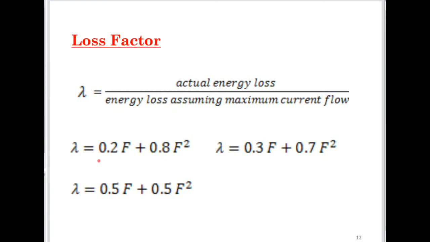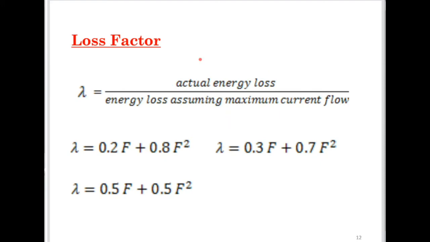So for that, they have given us some empirical relationships here for the loss factor and load factor. That capital F that you see here is the load factor. How load factor determines the loss factor. So for example, it can be 0.2 times F plus 0.8 times F squared, 0.3F plus 0.7F squared, 0.5F plus 0.5F squared. So loss factor and load factor are related by this empirical formula. We will do some tutorial in which we can have this type of expression giving the relationship between the loss factor and load factor.